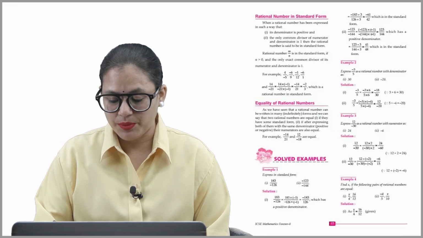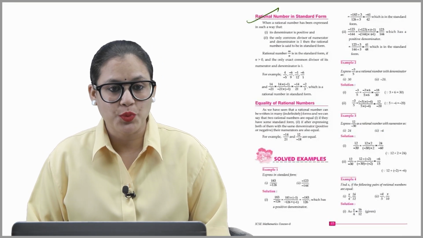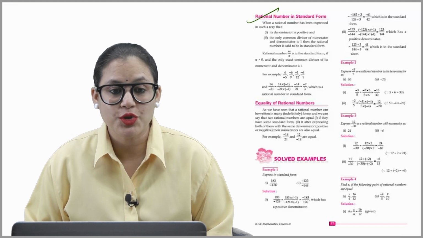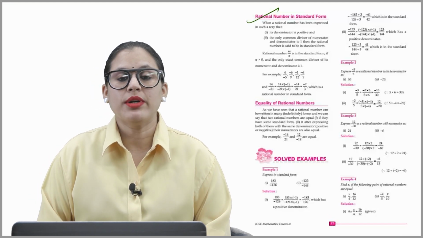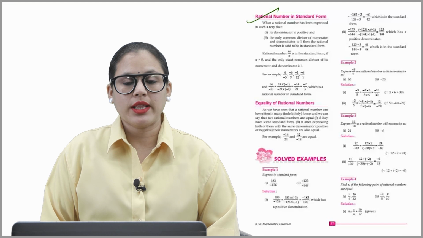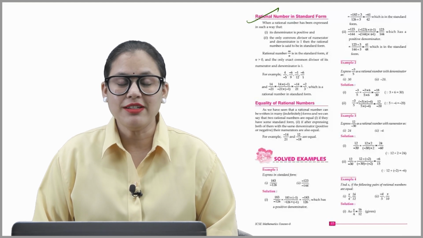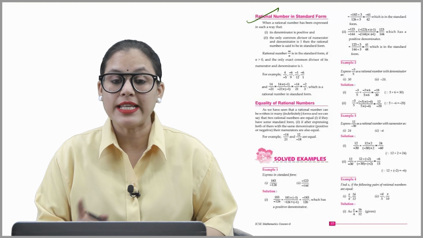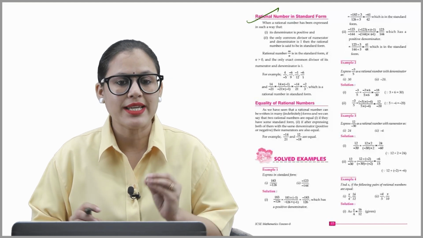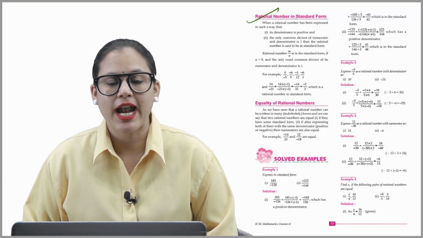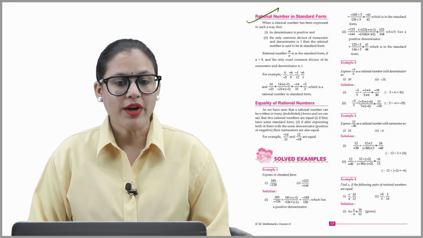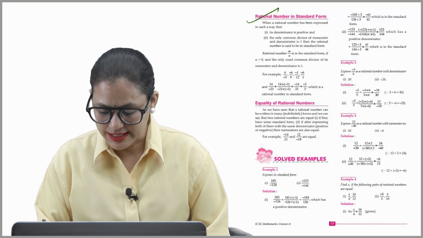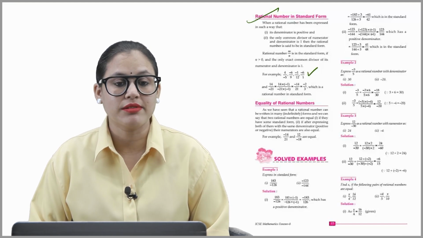Rational number in standard form. Number 1, when a rational number has been expressed in such a way that its denominator is positive. Number 2, the only common divisor of numerator and denominator is 1, then the rational number is said to be in standard form. For example, m by n is in the standard form if n is greater than 0 and the only exact common divisor of its numerator and denominator is 1. For example, all these rational numbers are in standard form.